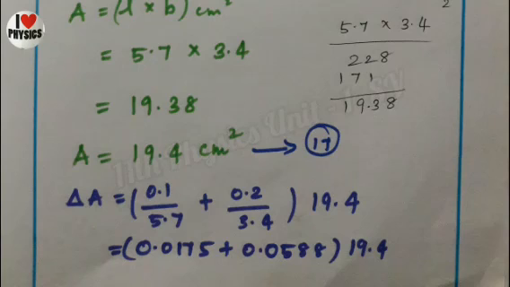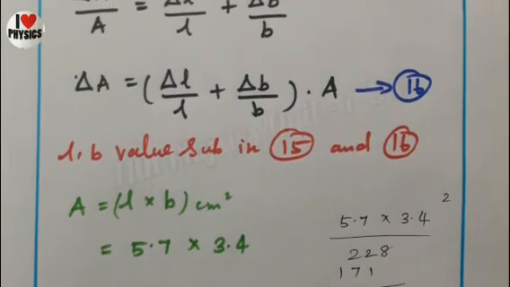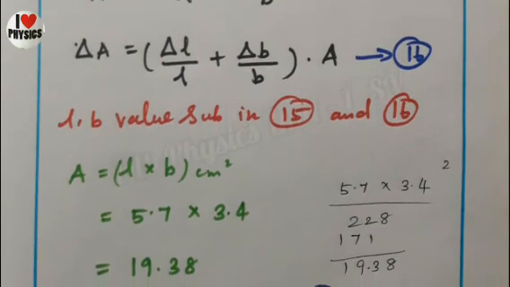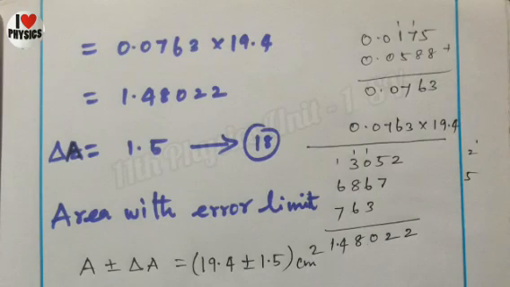Then calculate the change of area, del A. The change of limit area is del A equal to 0.1 divided by 5.7 plus 0.2 divided by 3.4, into 19.4. 19.4 is area. So we get 0.1 divided by 5.7 is 0.0175, plus 0.2 divided by 3.4 is 0.0588. Multiplication 19.4.